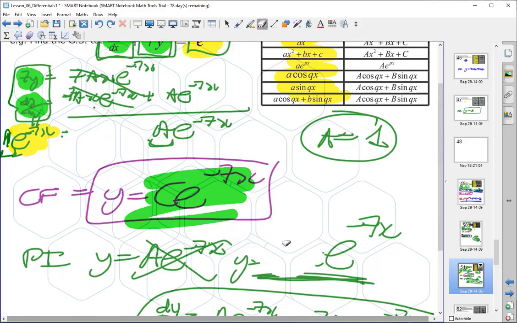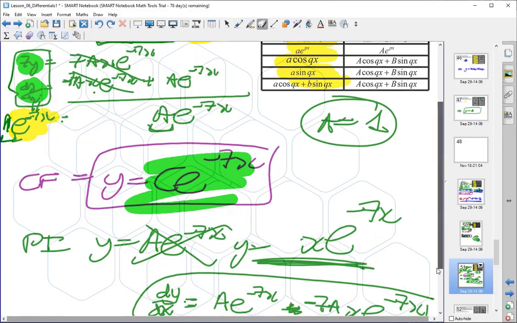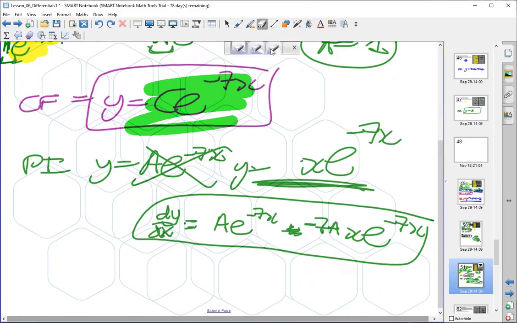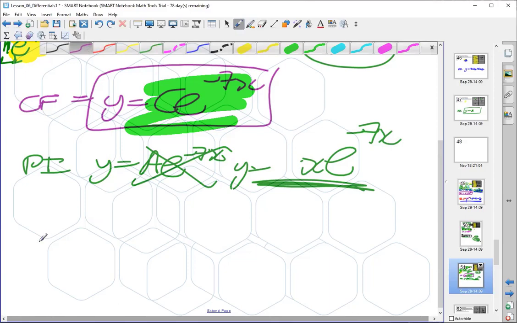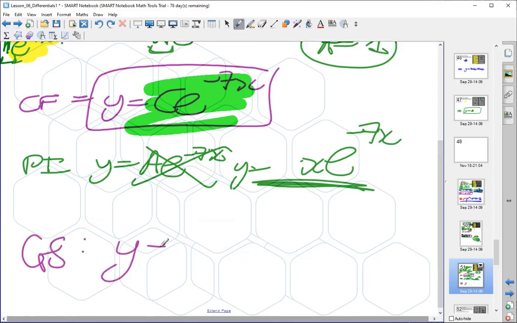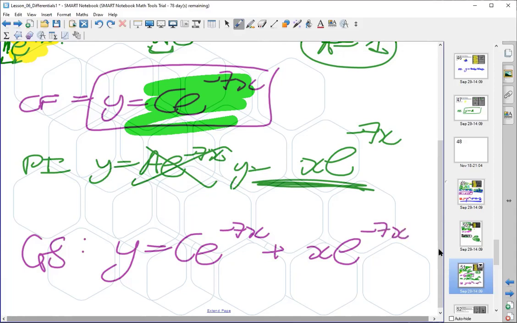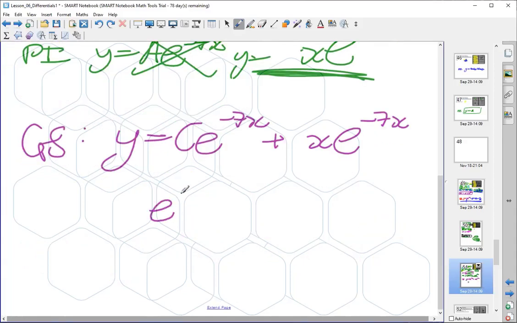So our particular integral is just that with a is 1. And so our general solution is going to be y equals c e to the minus 7x plus x e to the minus 7x. I might as well combine them together: e to the minus 7x, x plus c.